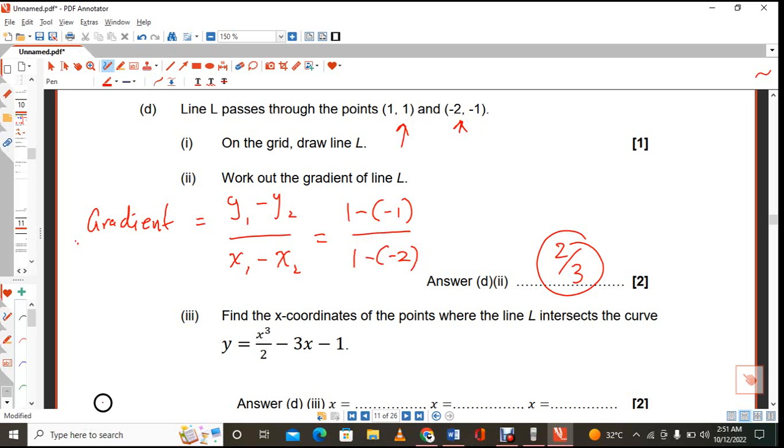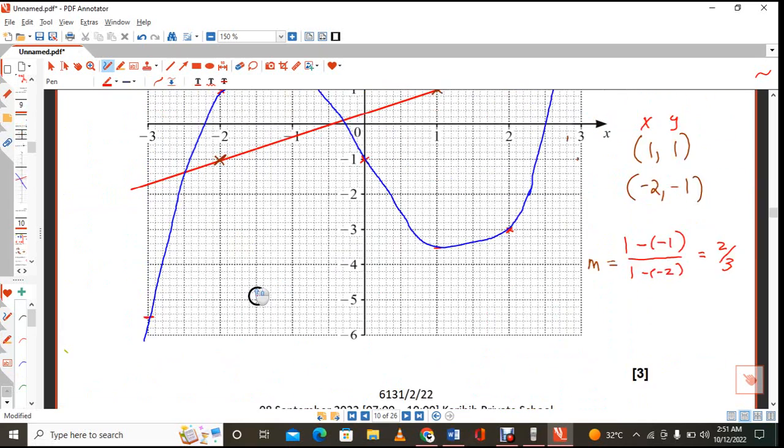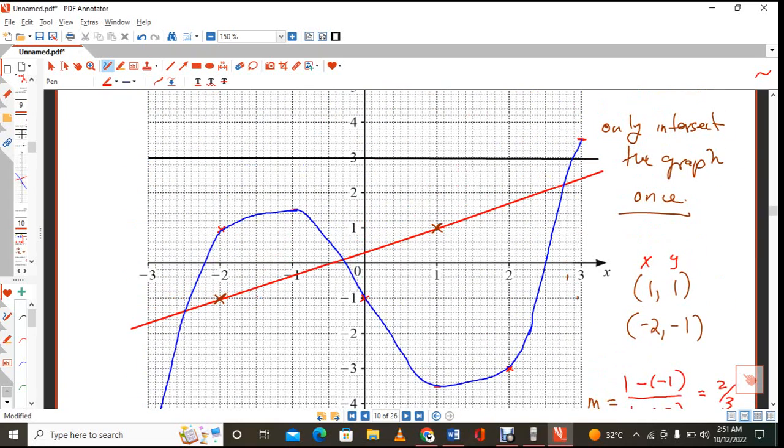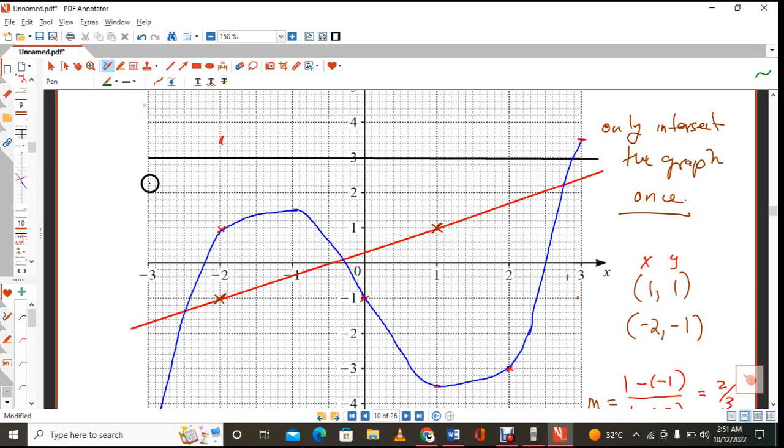Now they are saying find the x coordinate of the point where the line intersects with the curve. So we have to go back and make sure where it intersects with the curve. I'm going to indicate them in green. I hope you can see it. Let me move my pen around to find out where exactly we are. Okay, here we go. So this is one point of intersection, this is another, and that's one more point of intersection.